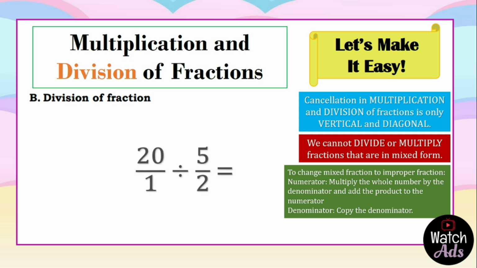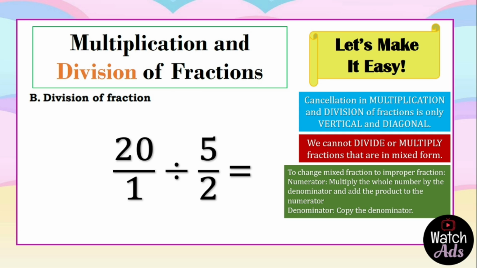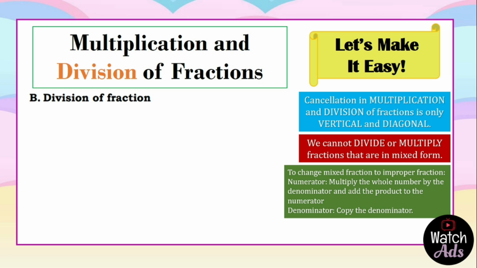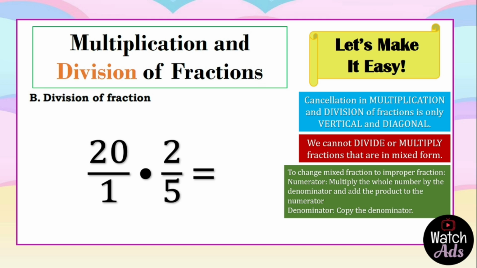Now our brand new fraction is 20 over 1 divided by 5/2. Next, we proceed to the reciprocal of 5/2, that is 2/5, and we change the process to multiplication. We have 20 over 1 multiplied to 2/5. Now look at the numbers. We can find a common factor of 20 and 5, and they are diagonal. Therefore, we can apply cancellation.